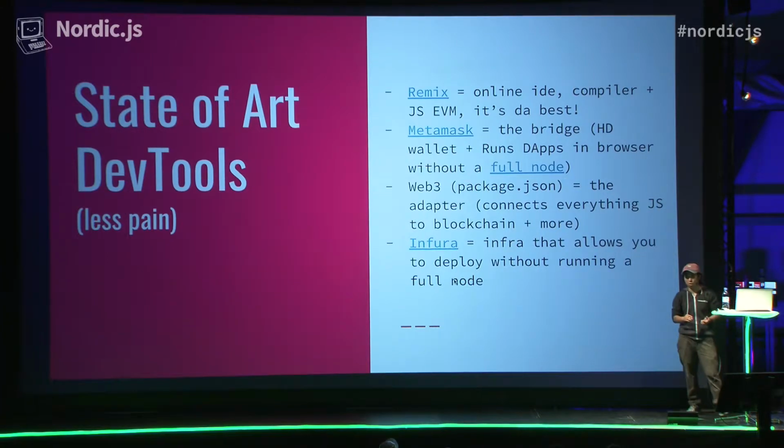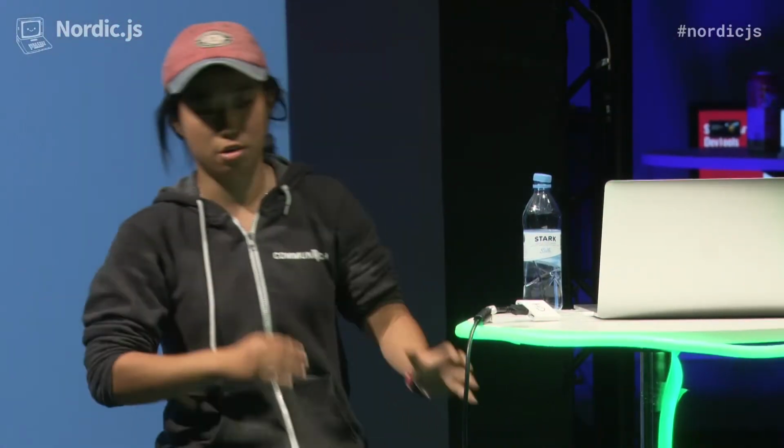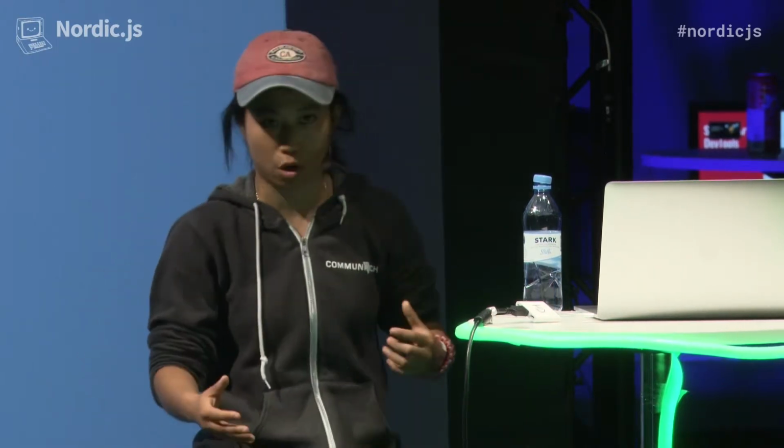Okay, now let's talk about the cool part, and that is the state of the art as of now, developer tools that you should probably know and play around with, because they will help you develop smart contracts and apps with less pain. The first thing we want to talk about is called Remix. This is the gateway drug to the Solidity Ethereum ecosystem. It's an online IDE and compiler, and it has a JavaScript Ethereum virtual machine, which means you can test your code very easily, and you can debug very easily. This is honestly the best way to get started.